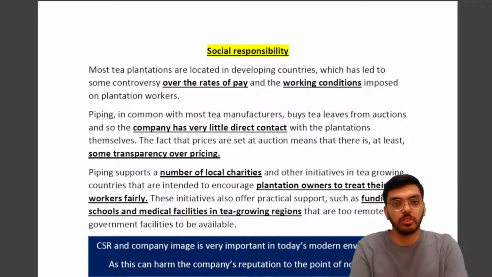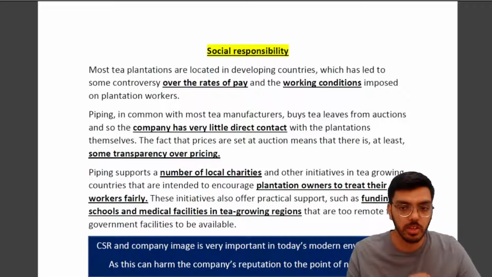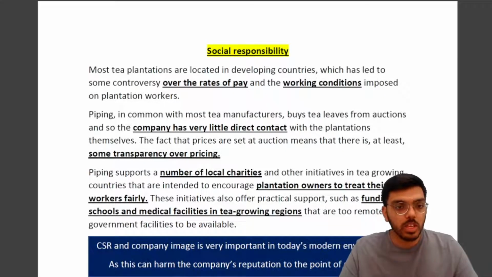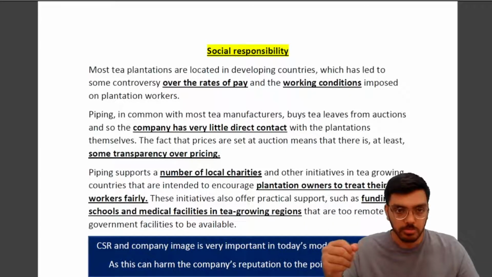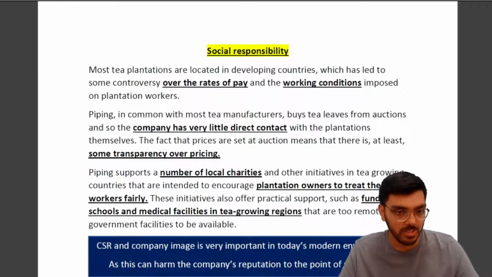Most tea plantations are located in developing countries, which has led to some controversy over the rates of pay and the working conditions imposed on these plantation workers. So, Piping, in common with most tea manufacturers, buys tea leaves from auctions, and so the company has very little direct contact with those actual plantations. They don't care which plantation it's grown in, they're going to buy it as a lot. The fact that prices are set at auction means that there is at least some transparency over the pricing.